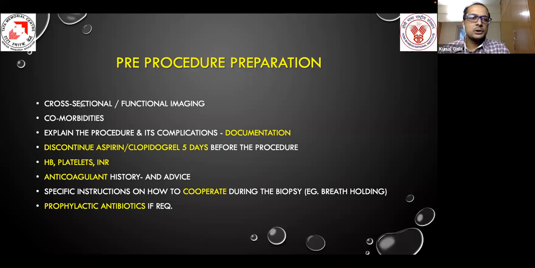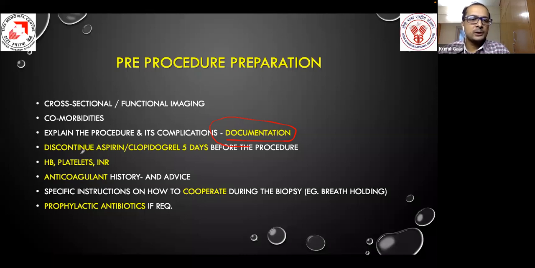So pre-procedure preparation is the most important thing. First and foremost, either a cross-sectional imaging or a functional imaging needs to be available. Any comorbidities need to be checked prior to doing biopsy. The patient needs to be explained regarding the procedure, its complications, and documentation. And documentation is the most important thing of the biopsy, for any procedure.